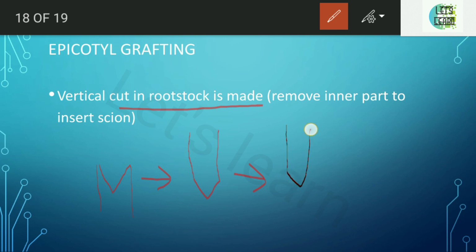Okay. The wedge shaped scion and rootstock should be inserted and tied up with the polythene strip. Okay, so this is the last type of grafting. I think you are clear with what is the meaning of grafting and the types of grafting.